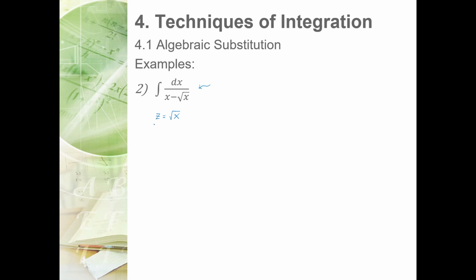By squaring both sides, z squared is equal to x variable. So after eliminating your radical expression, we can now derive the equation. So we have 2z dz is equal to dx.